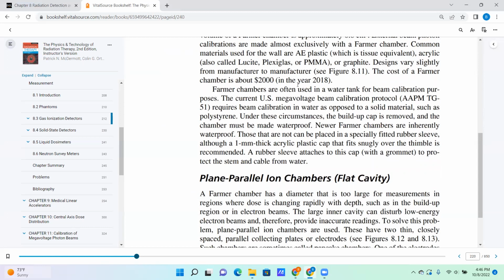The Farmer chambers are often used in a water tank for beam calibration purposes. The current US megavoltage beam calibration protocol, TG51, requires beam calibration in water as opposed to a solid material such as polystyrene. Under these circumstances, the buildup cap is removed and the chamber must be made waterproof. Newer Farmer chambers are inherently waterproof. Those that are not can be placed in a specifically fitted rubber sleeve, although a 1 millimeter thick acrylic plastic cap that fits snugly over the thimble is recommended.